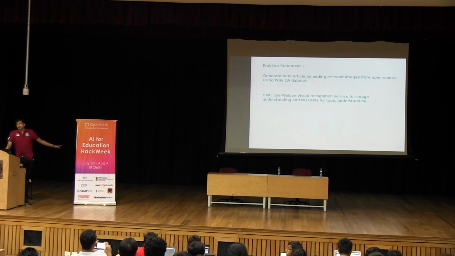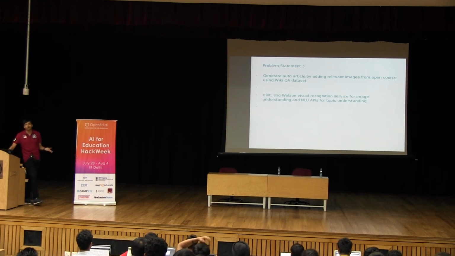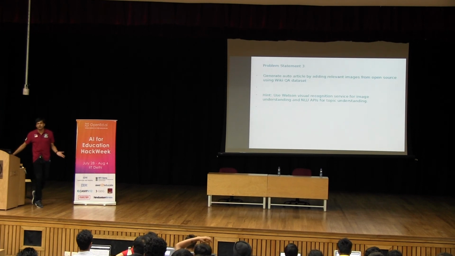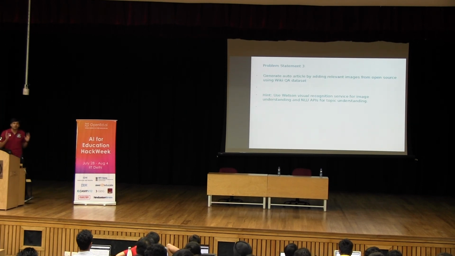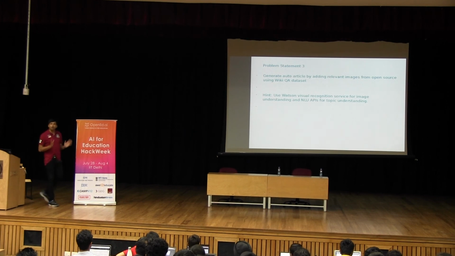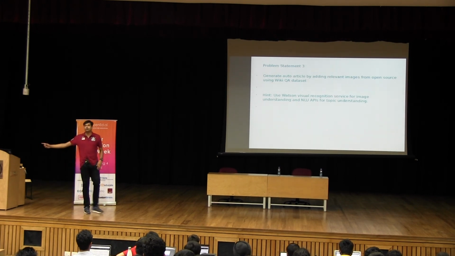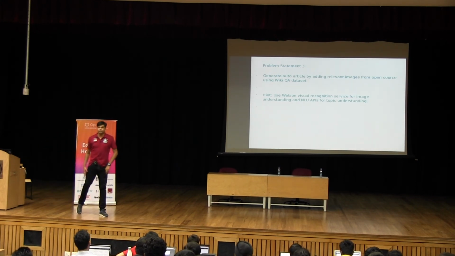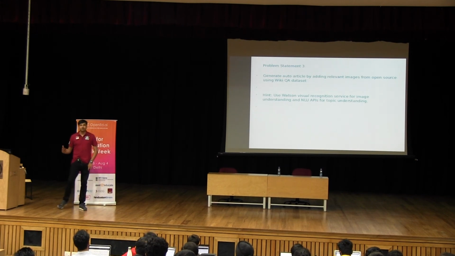The third problem statement is to generate an auto article by adding relevant images from open source using Wiki QA datasets. For that you can obviously use the visual recognition API, right? So these are the three problem statements which are given by IBM. All these problem statements are already mentioned in the URL which is given to you. You can have a look at it and you can start consuming it.